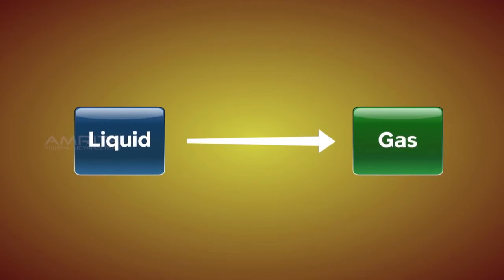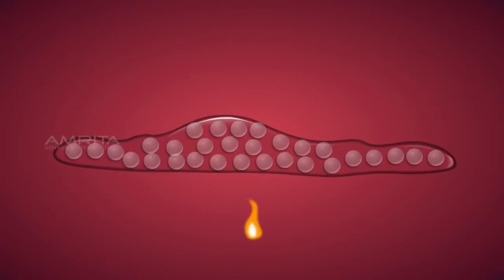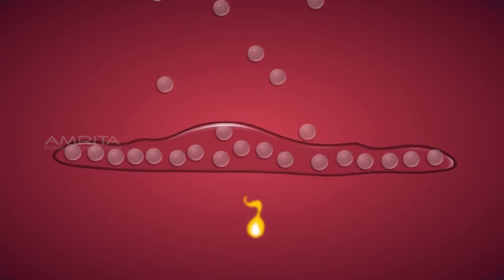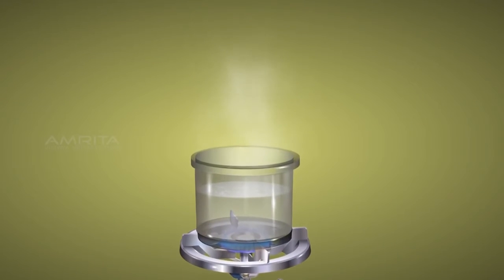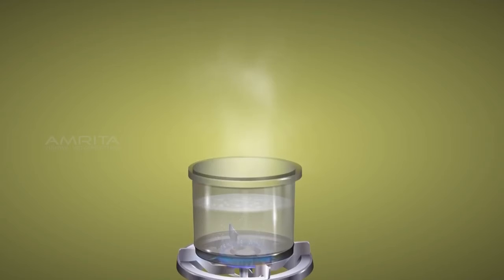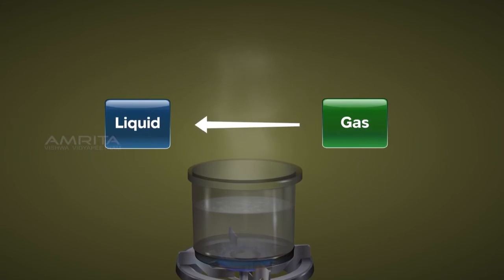A liquid changes its state to gaseous form through vaporization. The space between particles increases when heated, thereby forming gas. When water is heated, vapor arises from its surface and so water in a liquid state is converted to a gaseous state. The gas formed can be converted back to liquid.